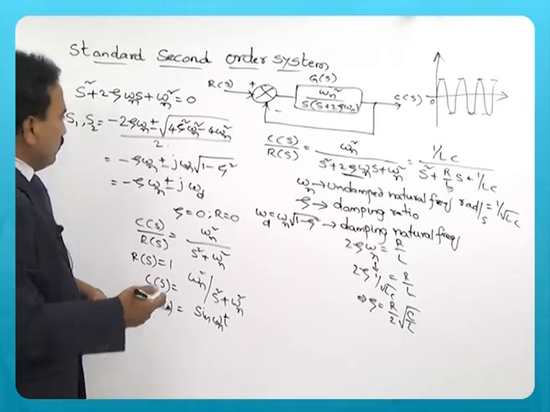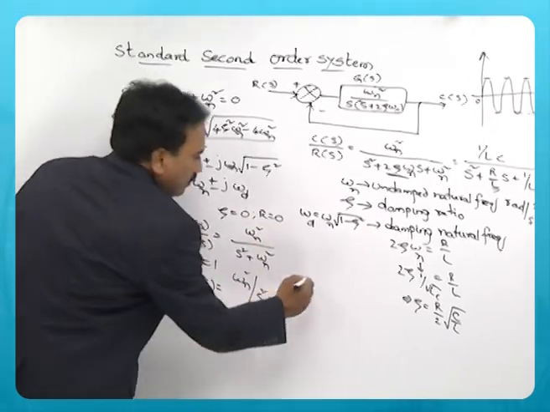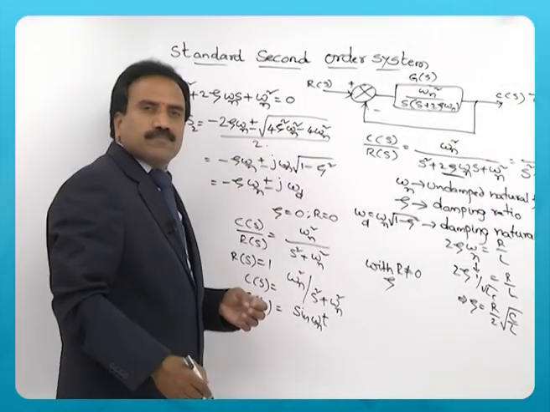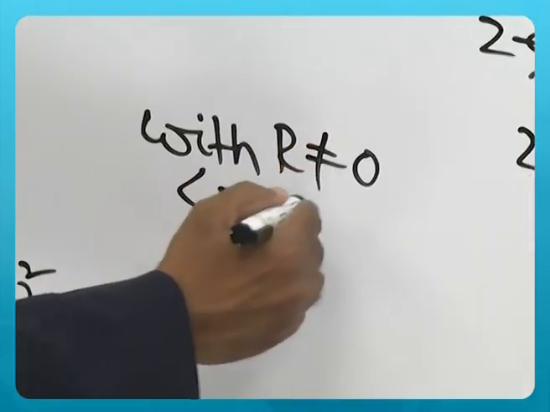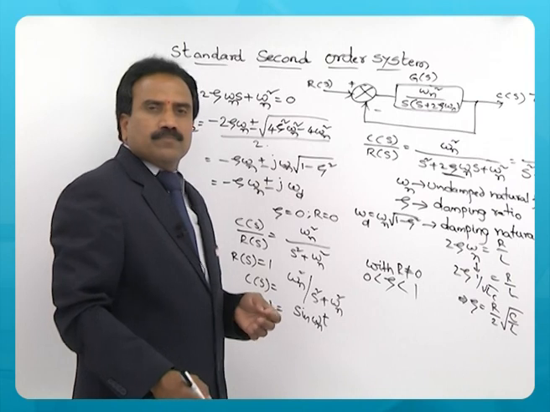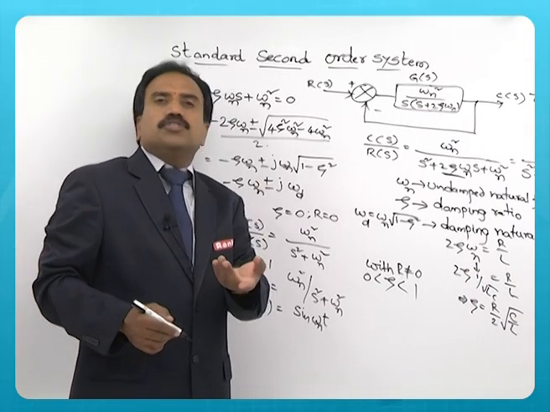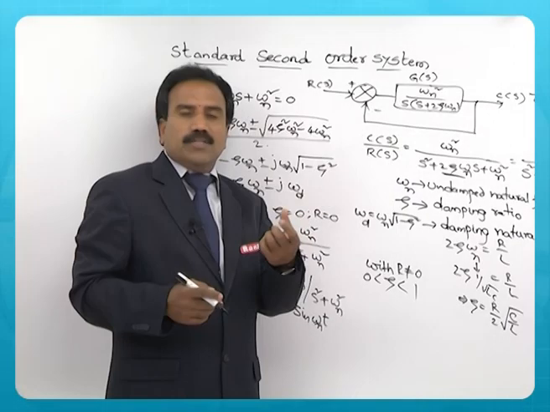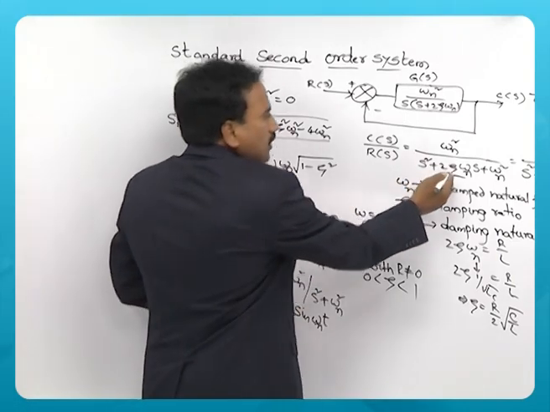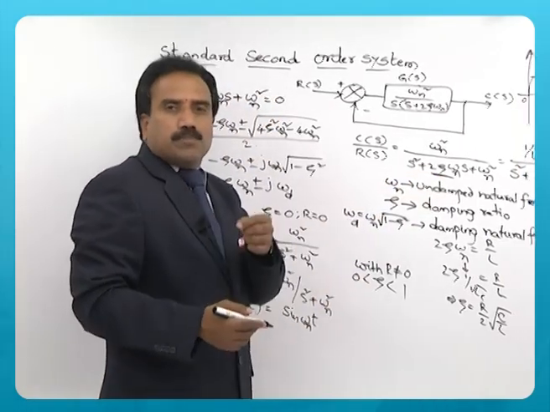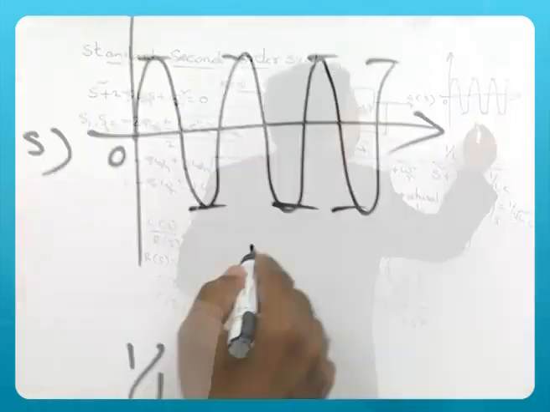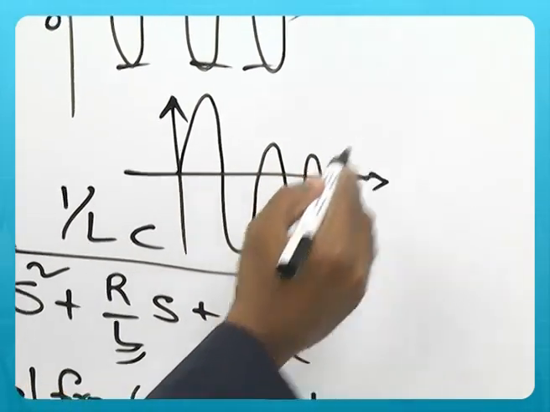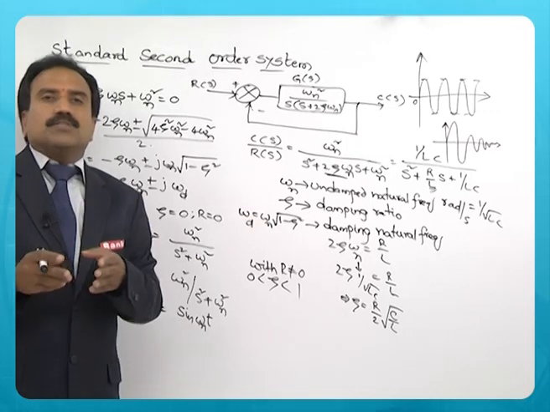If you introduce zeta, means R is not 0. With R not 0, zeta exists. Let us say this zeta is between 0 and 1, means some value you have introduced. It should be greater than 0 but less than 1. If you introduce some resistance, now R is not 0, it has some value. Then if you substitute and solve for the roots, the impulse response will not be sustained oscillations, it will be like this.